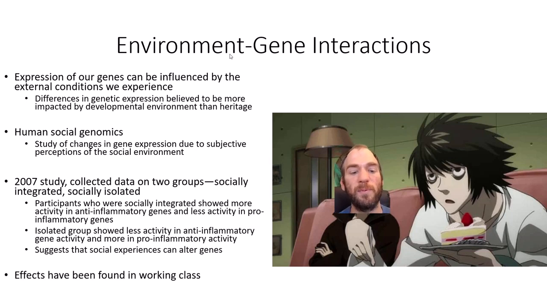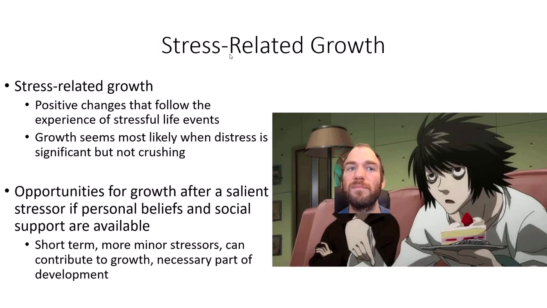And interestingly, this has been found in working class individuals. So the exposure to being poor, lower class, is associated with higher levels of pro-inflammatory genetic activity. It's rooted in the fact that they're exposed to a vast amount of accumulated stressors and have lower levels of social support, and going back to this specific example, are more likely to be socially isolated.